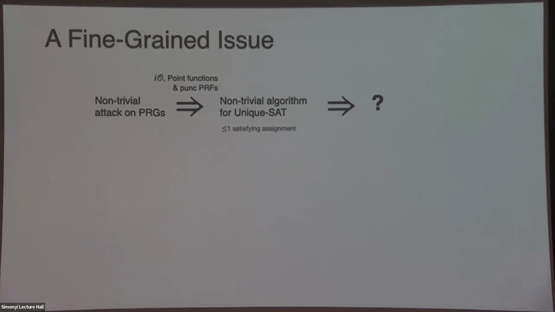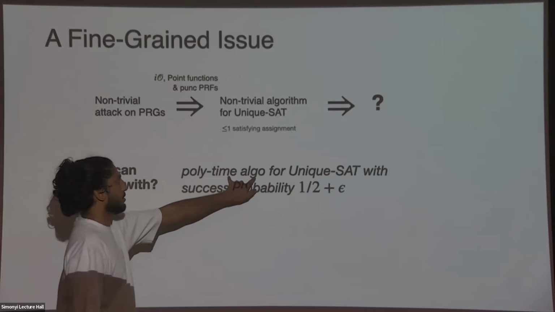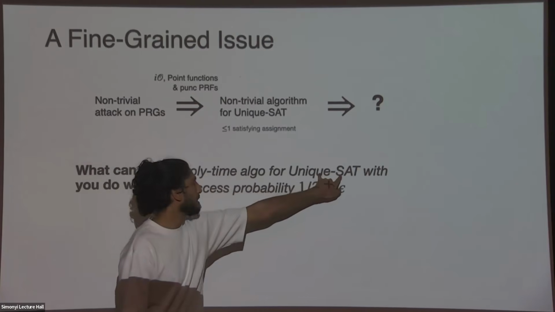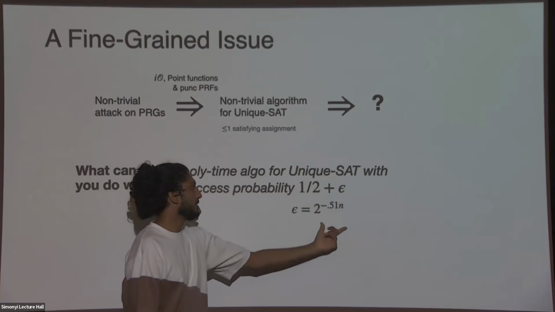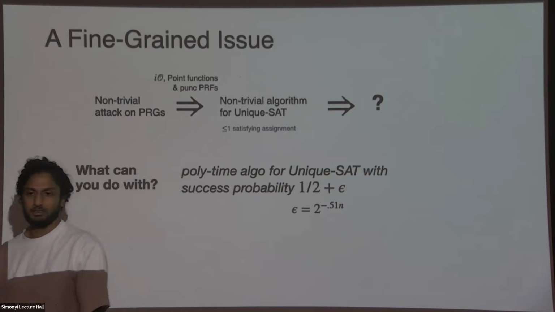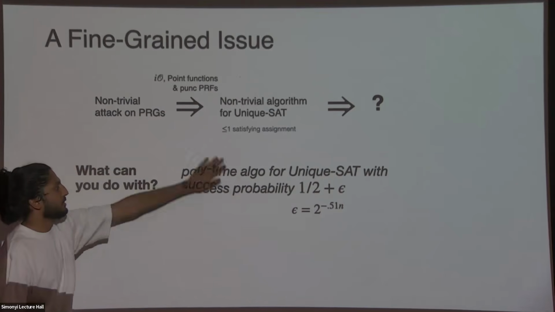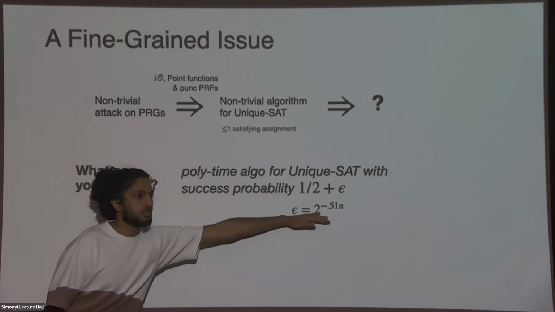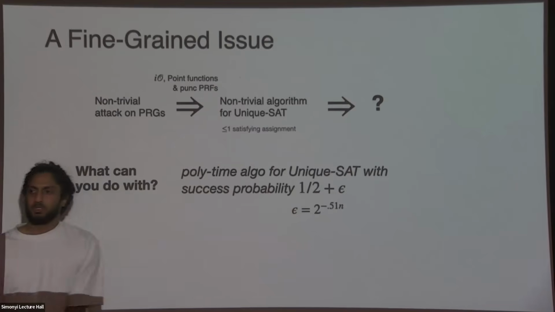And why is that? Because you could end up in the following case. Suppose you have a polynomial time algorithm for unique set, but its success probability is only 1/2 plus epsilon, where epsilon is really small, like 2 to the minus 0.51n. If you want optimal security here, that would mean security even in this really small regime, and when you do the transfer with IO, you might get a polynomial time algorithm with this much success probability.